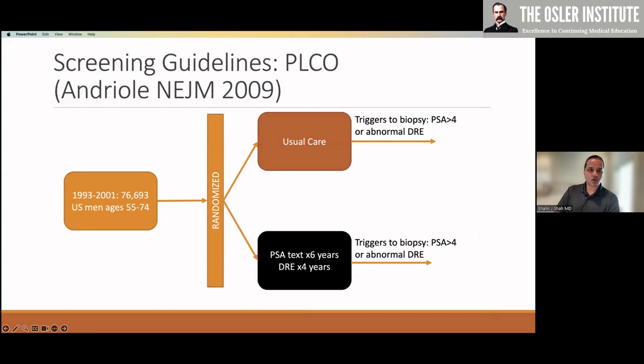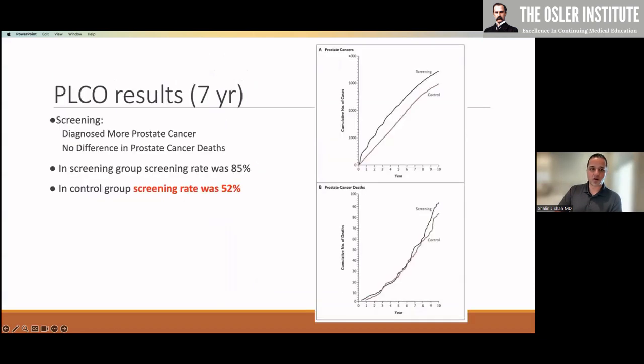The PLCO trial looked at US men, ages 55 to 74, randomized them to usual care. The triggers to biopsy were PSA greater than 4 or abnormal DRE. And then on the other arm, they did a PSA test every 6 years and DRE every 4 years. And then the triggers to biopsy were also PSA greater than 4 or abnormal DRE. They found that screening diagnosed more prostate cancer. There was no difference in prostate cancer deaths.